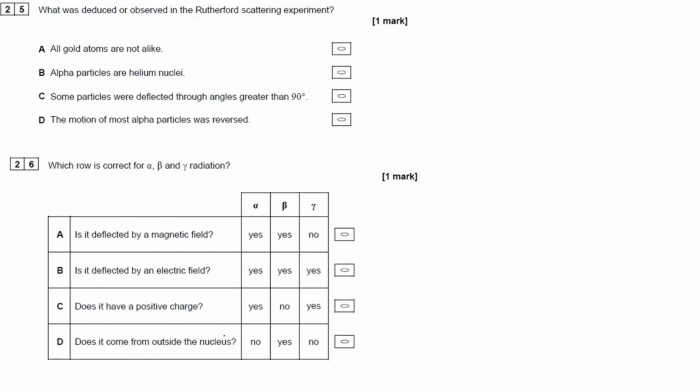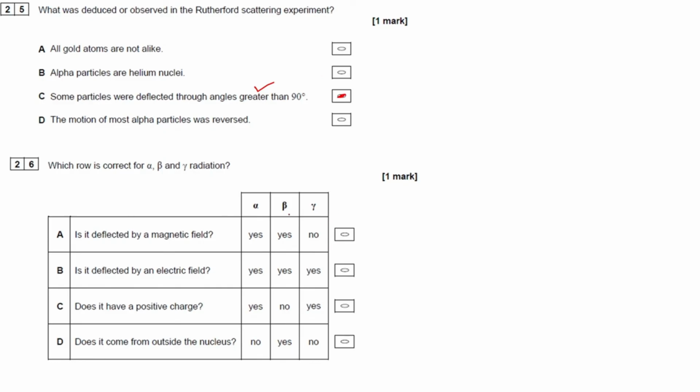In 25, this is just a recall question really. You have to remember the Rutherford scattering experiment and the conclusions and the observations of the Rutherford scattering experiment. The only thing that comes out from the Rutherford scattering experiment from these options is C. So C is the only correct one. That is a deduction from the observations made from Rutherford's experiment.